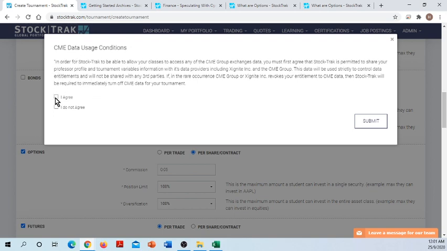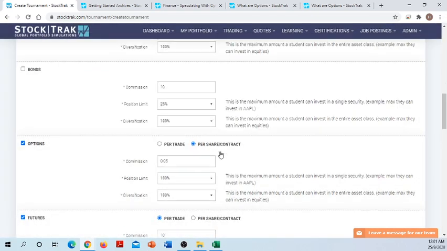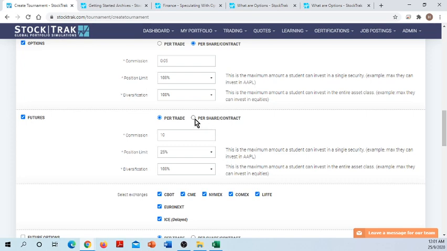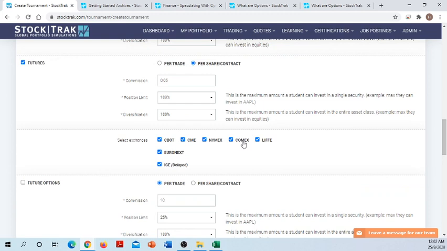Here you need to agree that the CME group will have access to your information on StockTrak. I don't see why I would disagree. Also, I want the commission to be 0.5 cents per unit in a contract, just to avoid making the commission too high, and that might affect their performance. Also, maximum 100%.